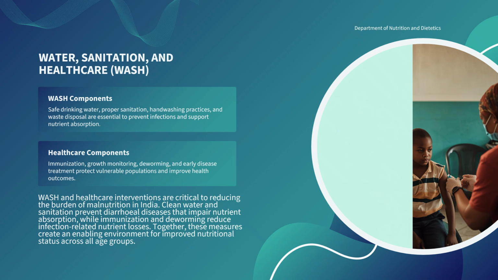We know that improper sanitation or poor hygiene results in infectious disease, which results in malnutrition, and it will lead to poverty. So, WASH and healthcare interventions are critical to reducing the burden of malnutrition in India. Clean water and sanitation prevent diarrheal diseases that impair nutrient absorption, while immunization and deworming reduce infection-related nutrient losses. Together, these measures create an enabling environment for improved nutrition status across all age groups.